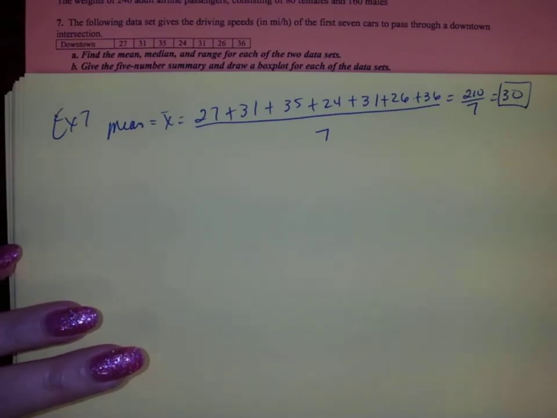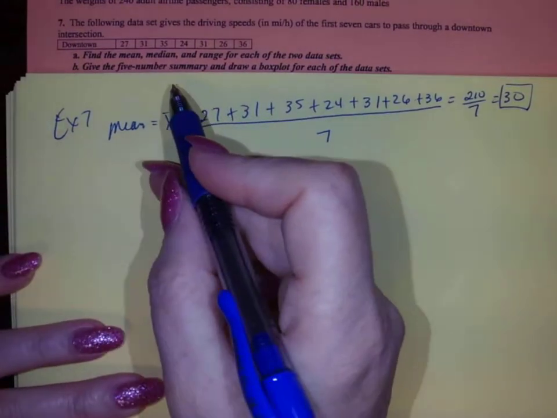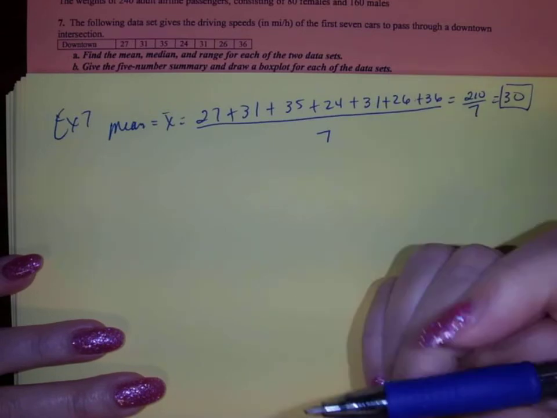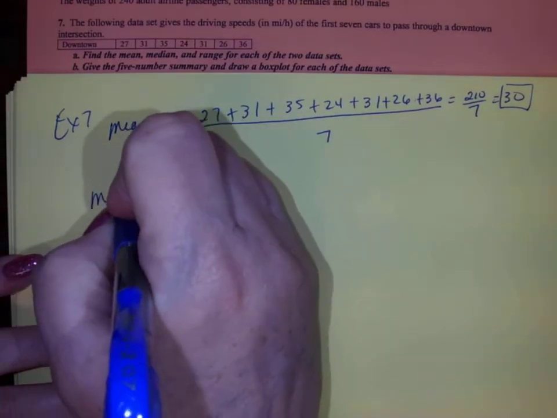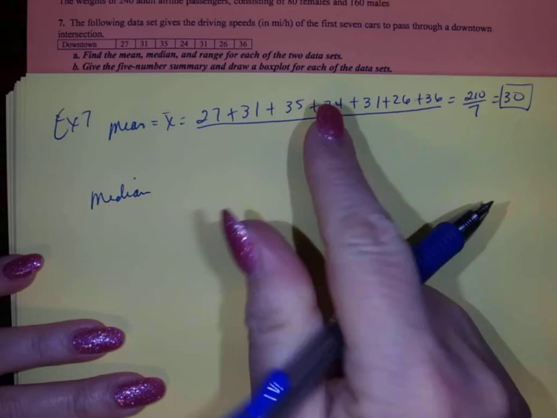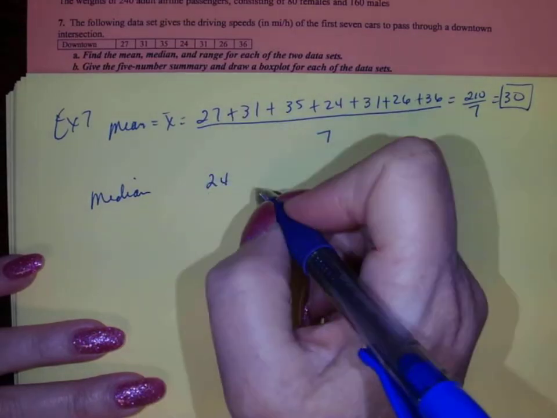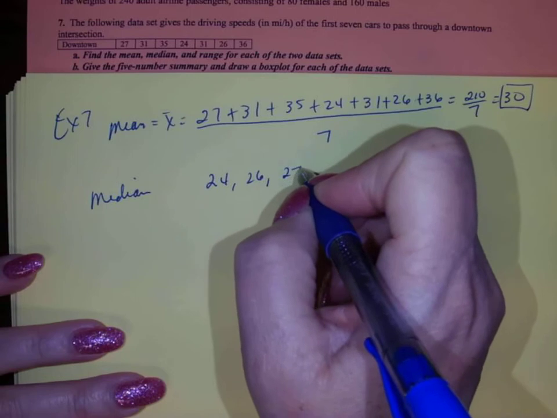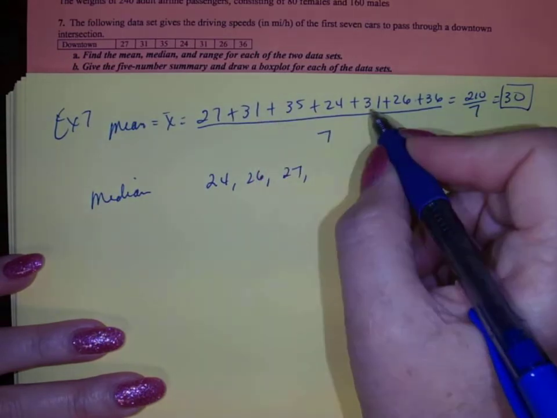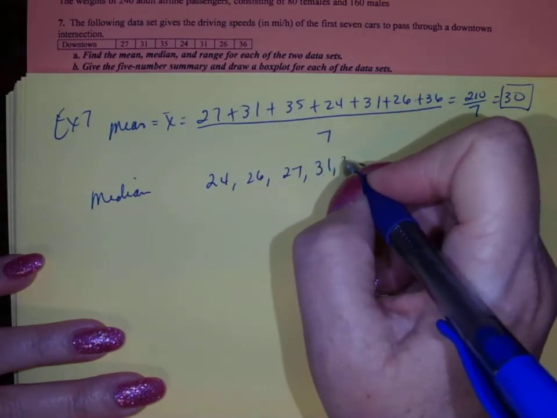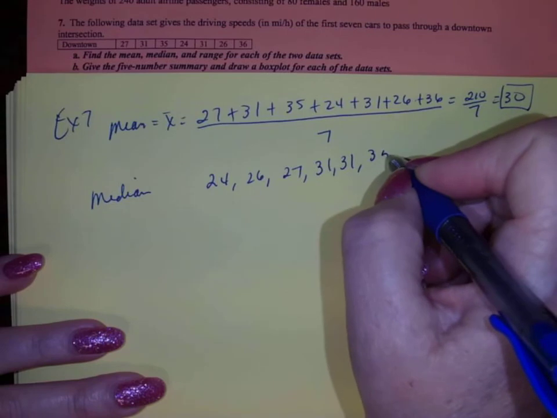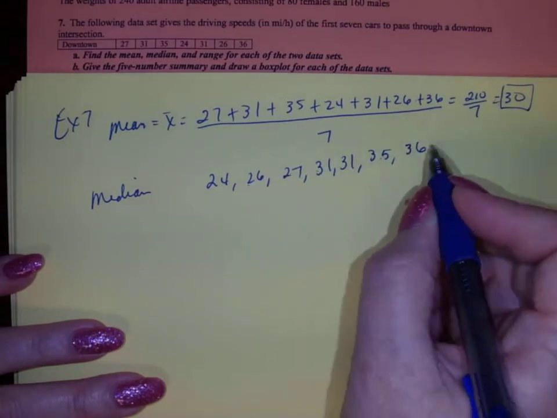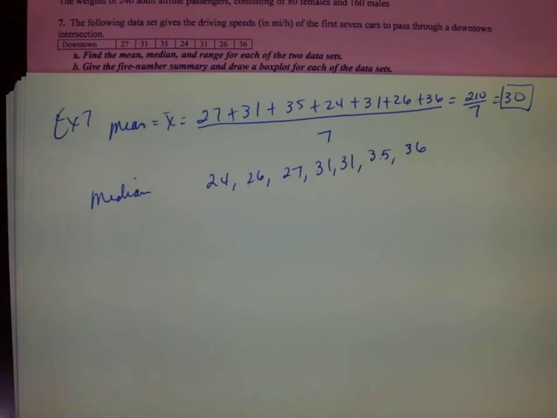So there's my mean. Now, I also needed to find the median. In order to find the median, I need to put them in numerical order. So 24 is going to be my lowest, and then 26, and 27, 31, 31, 35, and 36. 1, 2, 3, 4, 5, 6, 7. So I've got them all in order.